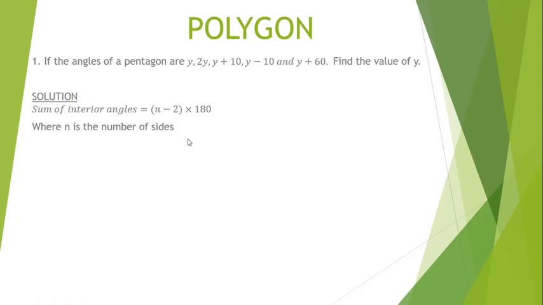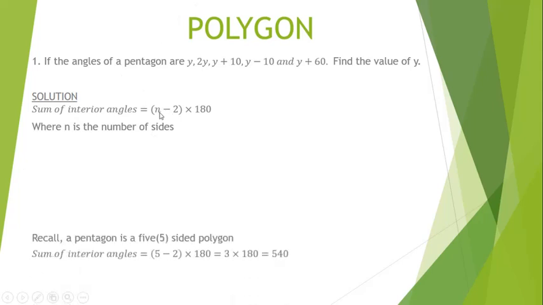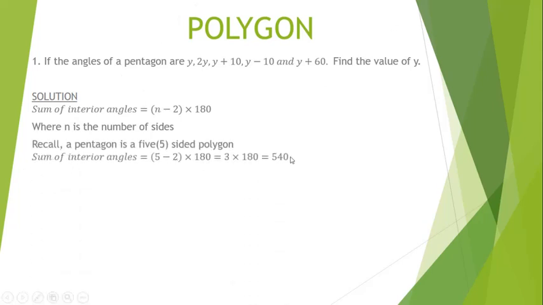So the first thing we need to do is find the sum of interior angles of this polygon. In this case, it is a pentagon, which means n is 5. Anywhere you see n in this formula, we replace n with 5. When you do that, we arrive at 540 degrees. So the sum of the interior angles of this pentagon is 540.